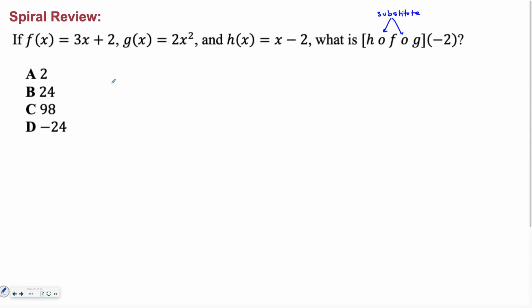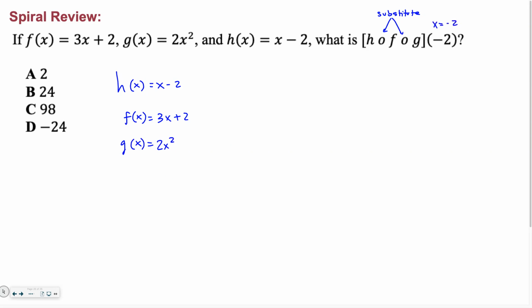And so the technique I give for this is to stack. I'm going to stack the equations. Let me actually write it this way. H equals x minus 2. F, which equals 3x plus 2. And then the g, which is 2x squared. Now I'm trying to find with an x value of -2.